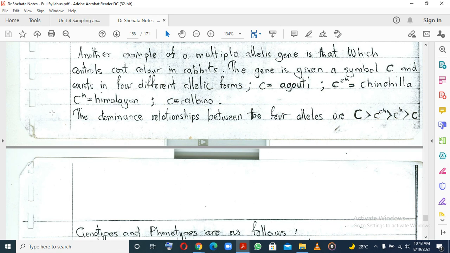Anyway, another example of a multiple allelic gene is the one that controls coat color in rabbits. The gene is given by the symbol C, and it exists in 4 different allelic forms.